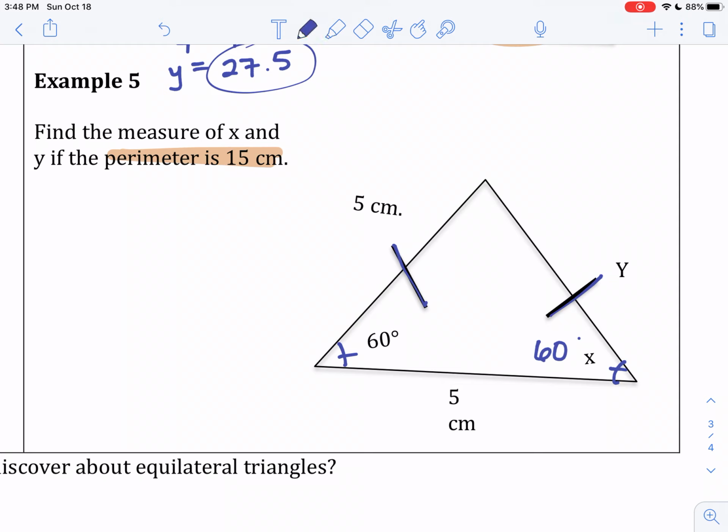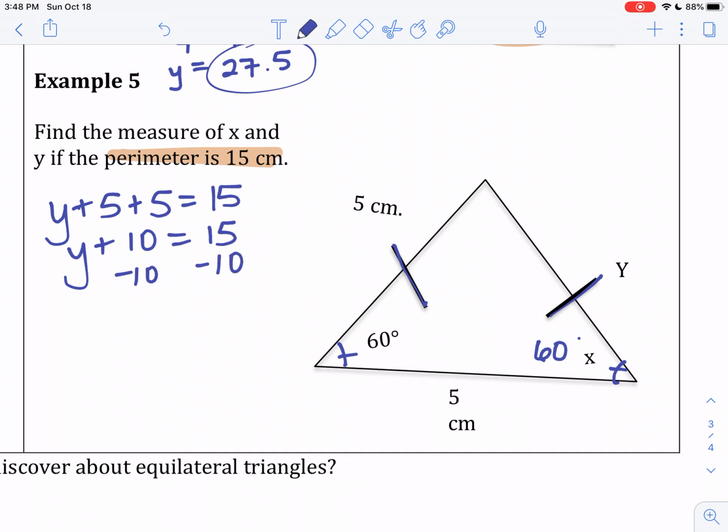All right. I know that my perimeter is 15. So whatever y is, y plus 5 plus 5 all together has to add up to 15. So y plus 10 is equal to 15. I subtract 10 on both sides, so y is 5. So that missing side length is 5 centimeters. Okay, you might notice that all three of these side lengths are 5 centimeters, so I really have an equilateral triangle.